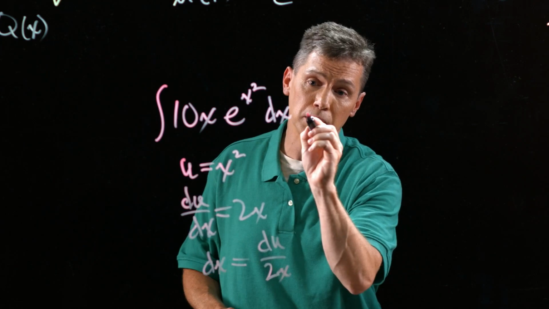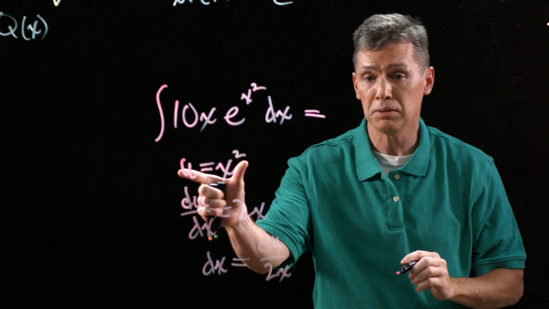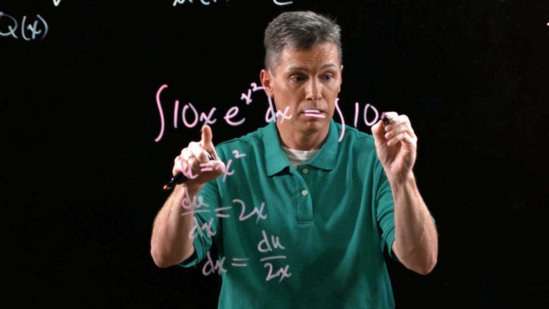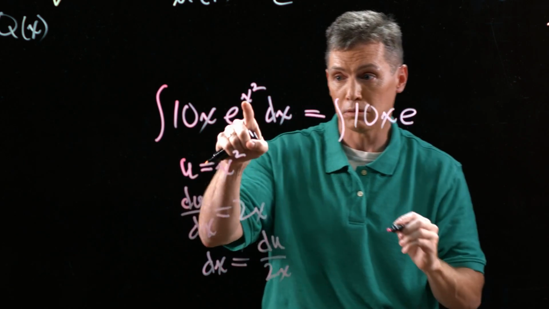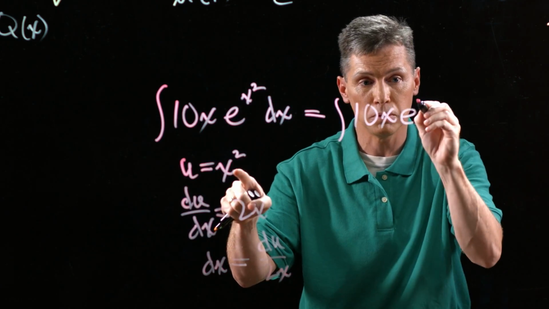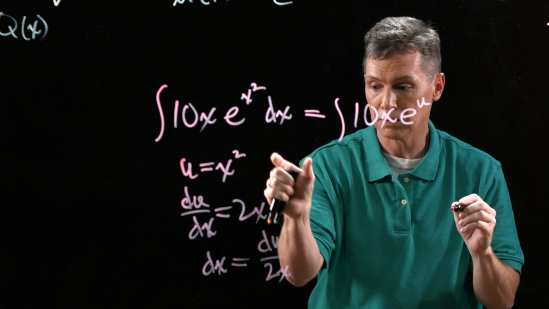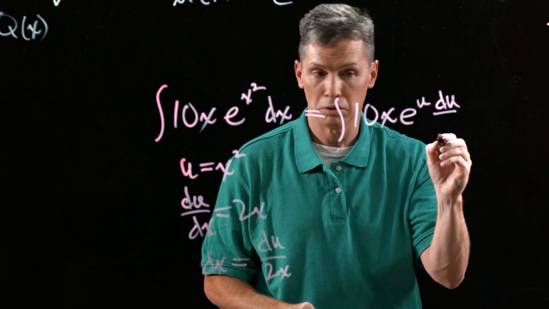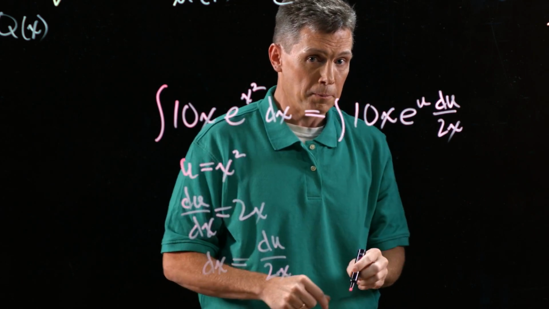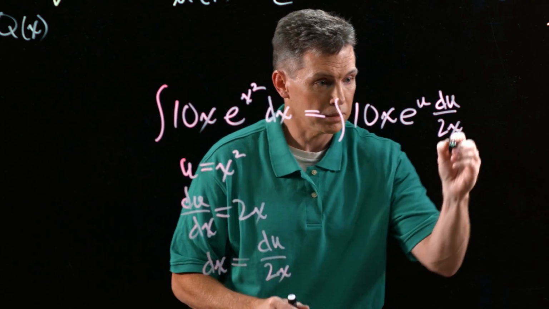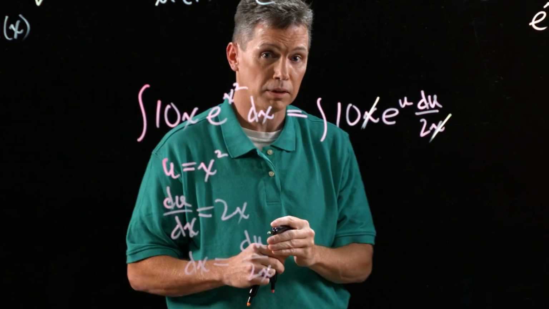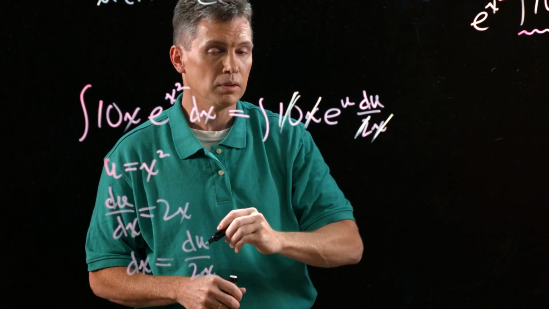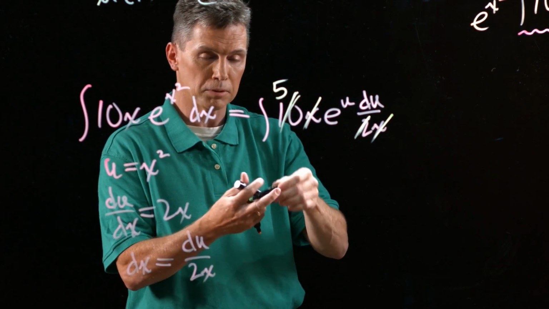This is the way that I line it up, because now I have pieces to put into this puzzle. Integral, 10x still, e raised to the x squared I'm going to replace with u, and my dx I replace with this piece, du over 2x. And then I simplify. Here's an x, and here's an x. And also here's a 10, and there's a 2. There'd be a 5 left over.